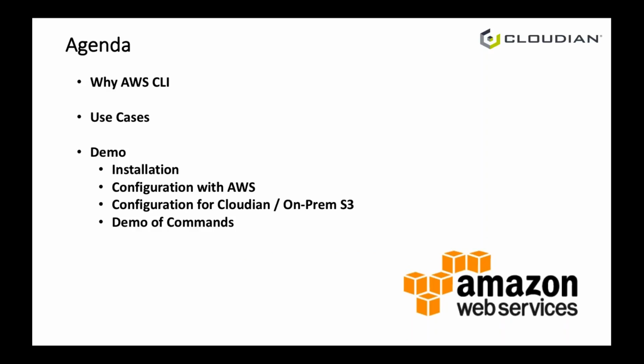Well, we're going to be looking at the AWS CLI. We're going to be going over some use cases, and then we're going to jump straight into the demo. In the demo, I'm going to teach you how to install this. I'm going to be installing in Linux, but we can install it for Mac and Windows as well. We're going to configure it against Amazon's AWS S3. Now I'm going to show you how to configure it for an on-prem S3 solution like Cloudian HyperStore, and then we're going to demo a bunch of commands.